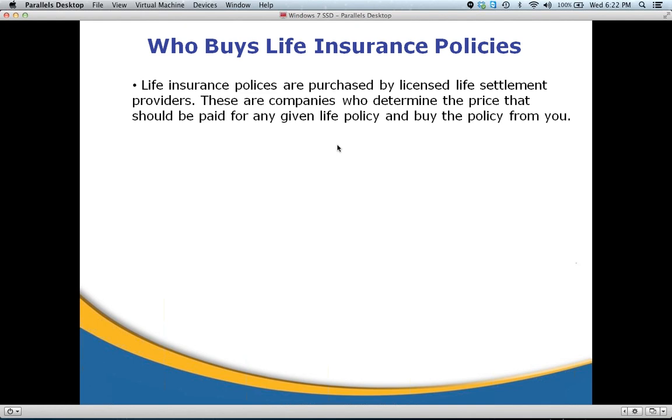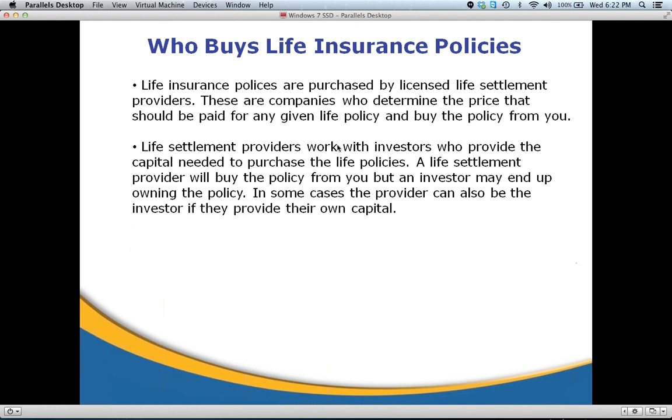So who actually buys these life insurance policies? Well, life insurance policies are purchased by licensed life settlement providers. These are companies who determine the price that should be paid for any given life policy. And then they buy the policy from you. It's a relatively small market. There's around 80 or 90 licensed providers in the US. Only about half of those are working in more than 2 states. So it's still a relatively small market.